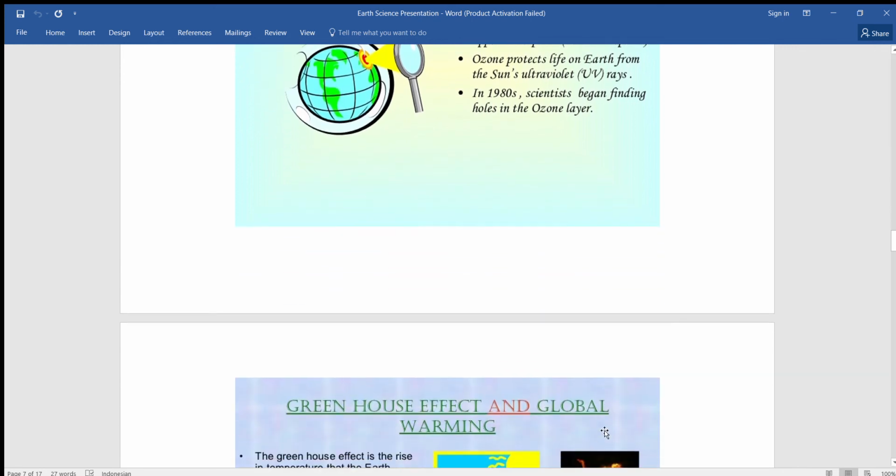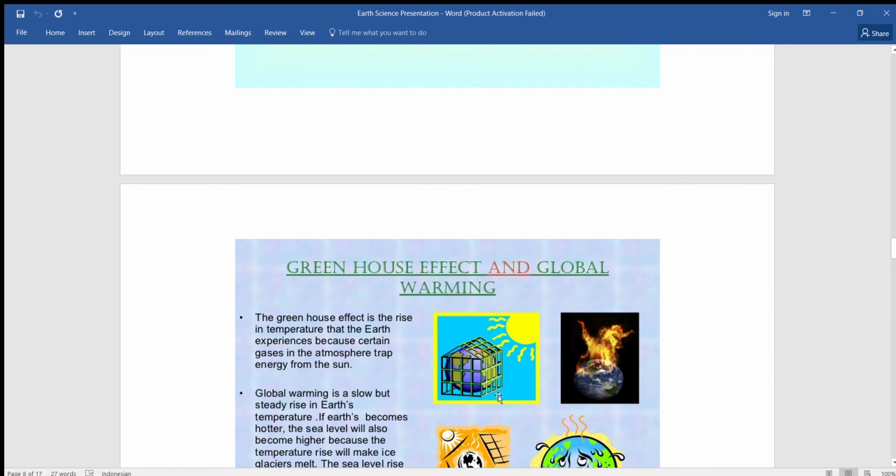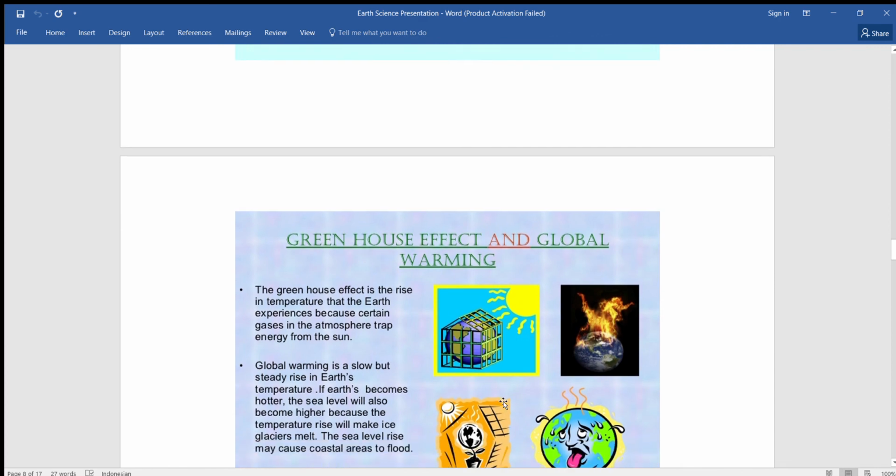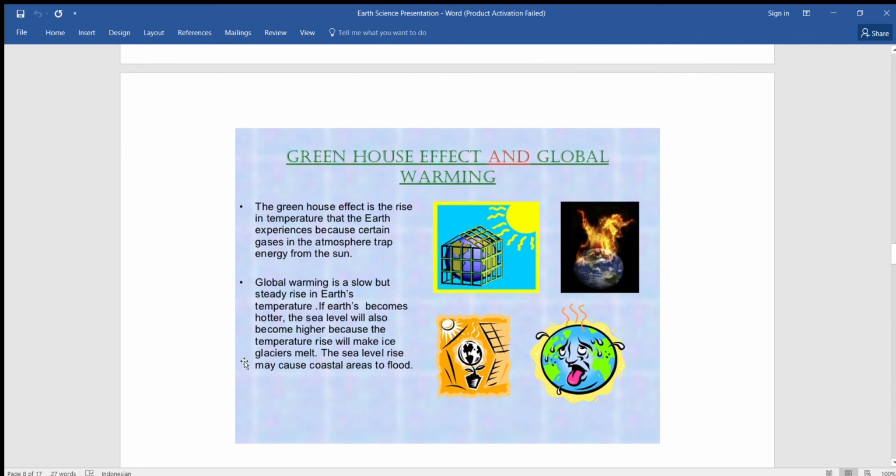Okay. Next one is your greenhouse effect and global warming. As I have said kanina, yung greenhouse effect and global warming are connected with each other. Pag sinabi natin greenhouse effect, it is the rise of temperature that the Earth experiences because certain gases in the atmosphere trap energy from the sun. Okay, pag sinabi naman natin global warming, is a slow but steady rise in Earth's temperature. If Earth becomes hotter, the sea level will also rise because the temperature rise will make ice glaciers melt. The sea level rise may cause coastal areas to flood.